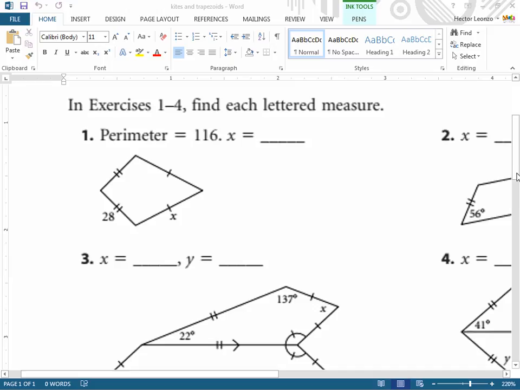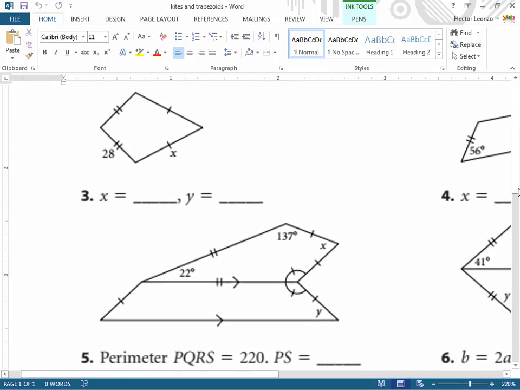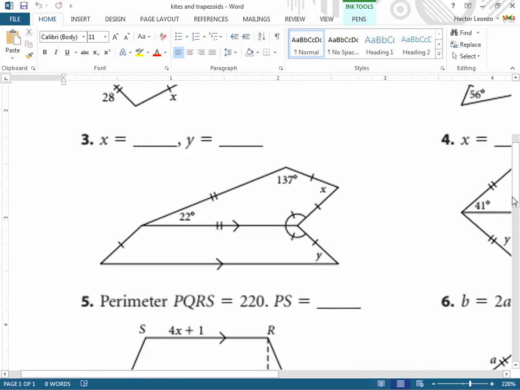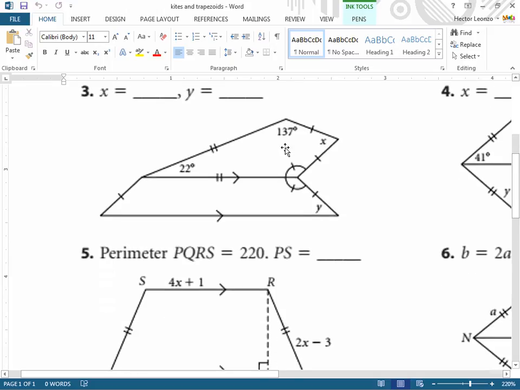From your figures, problem number 3 is the one that looks a little fancy. And the reason why is because it's a kite on top of a trapezoid. So it's 2 shapes that you guys do know. For you to solve for x, solve the trapezoid, the kite first.